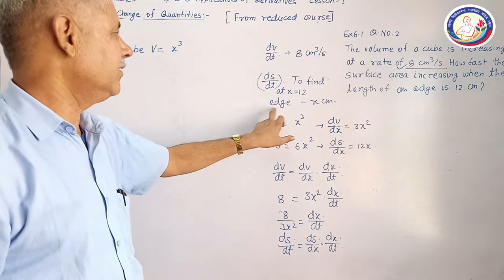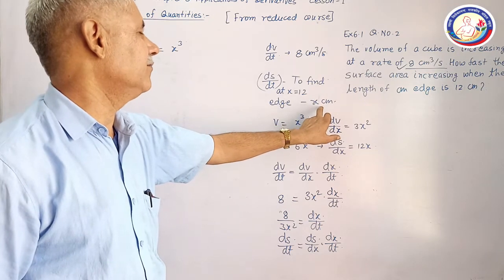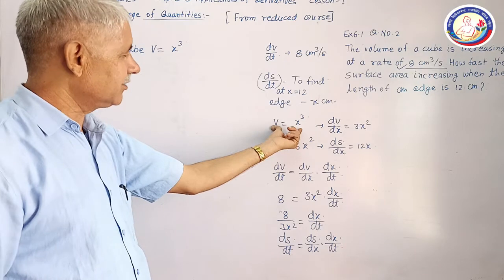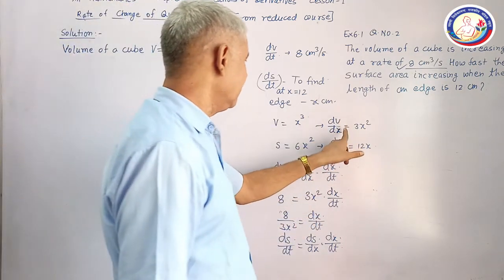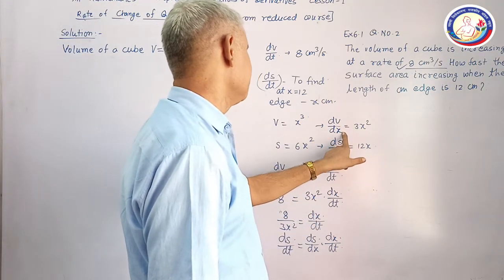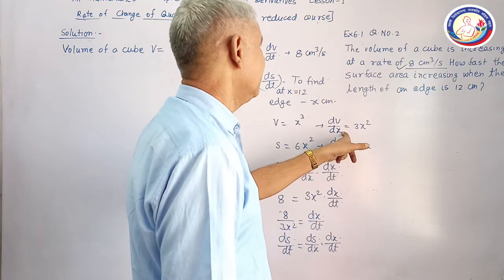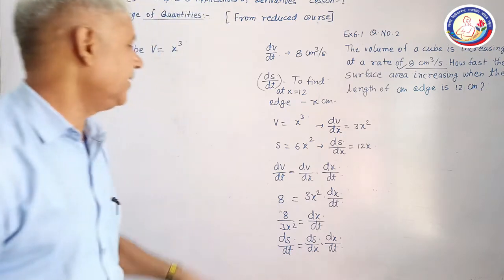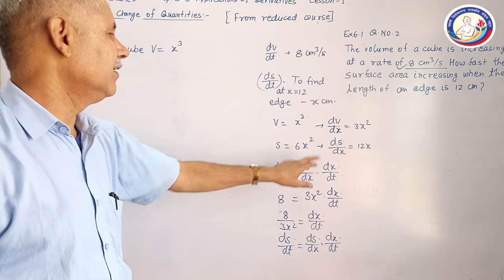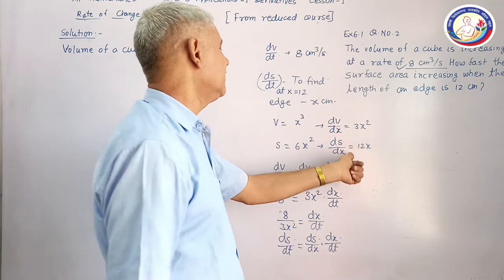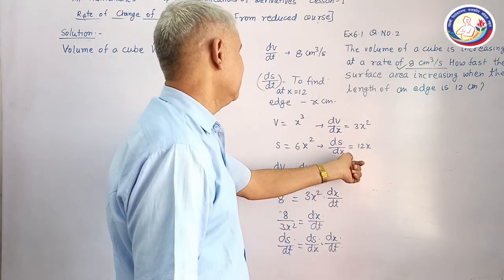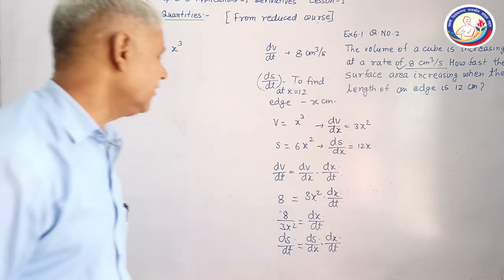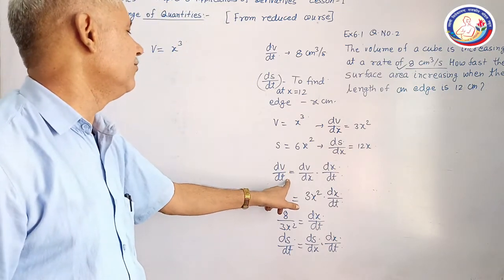Consider that the length of the edge of a cube is x centimeter, which is a variable. The volume of a cube is given by x cube, and the change in volume with respect to the length of the side or edge is 3x square. Again, the surface area is given by 6x square, and the change in surface area with respect to the length of the edge is 12x. Now, what is the derivative of V with respect to t by chain rule?